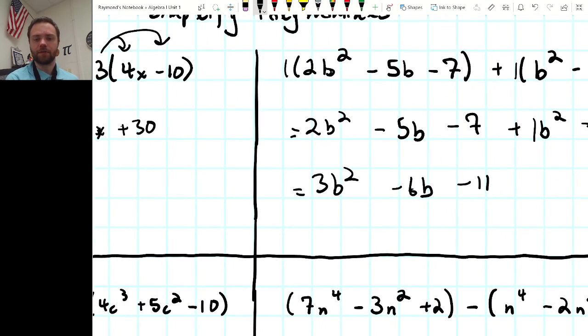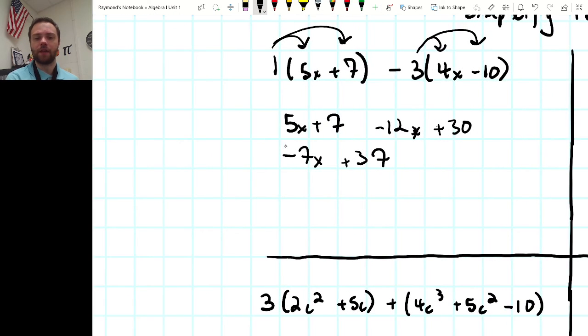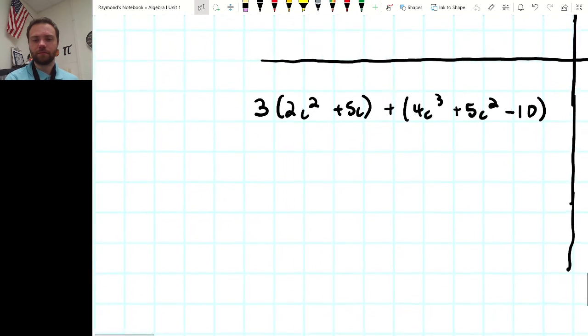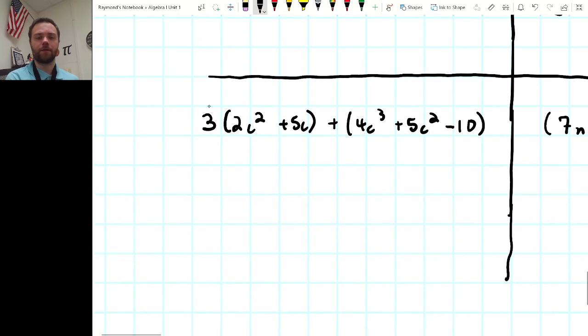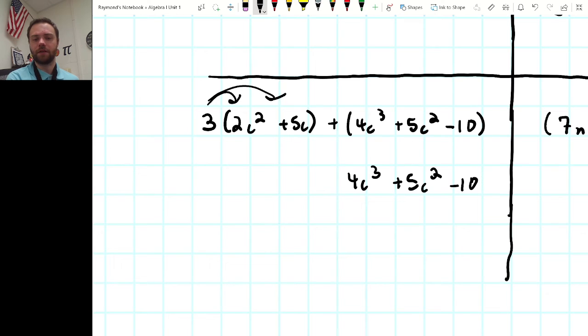I can write equals. So each line is equal to the last. And then here, I've got a 3 to distribute right off the bat and a 1 to distribute over here. So when I distribute that 1, I'm just going to get the same thing. It's a negative. If it's a negative, you're going to have a bad day. Not really, just make sure to keep it straight. So 3 times 2c squared is going to be 6c squared. 3 times 5c is going to be 15c.